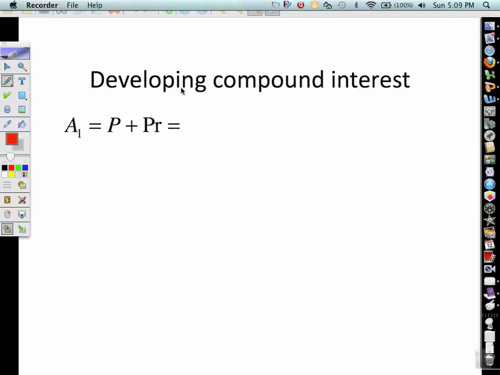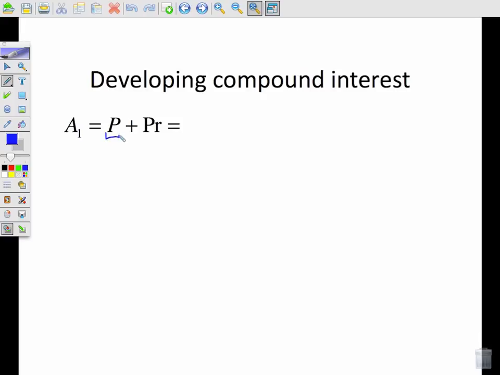In this video, I'm going to show you how to develop the compound interest formula. Let's just go ahead and look at, in general, finding interest. If this is my original principal, and then you find the principal times rate, what we would end up doing is adding together these values to get the total.